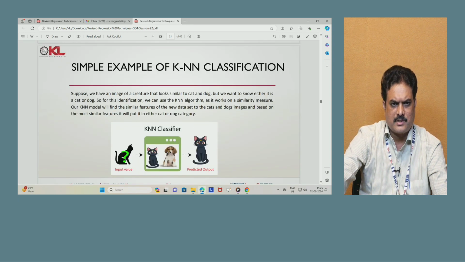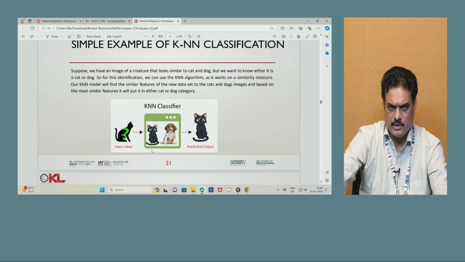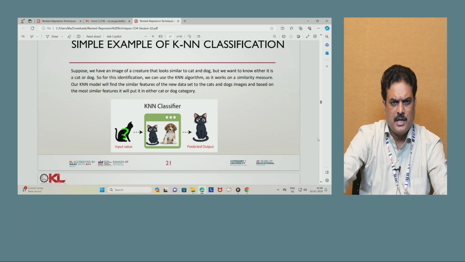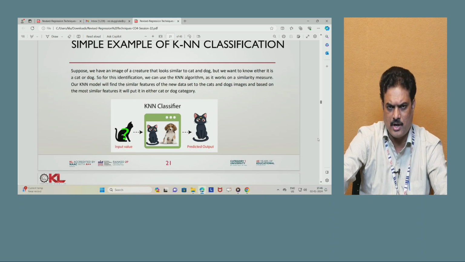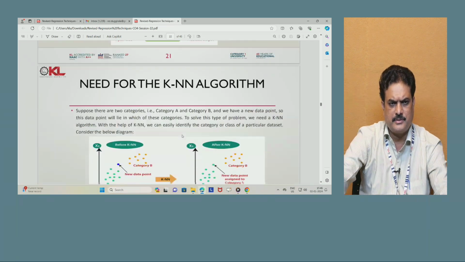A simple example of KNN classification. Suppose we have an image of a creature that looks similar to a cat and a dog, but we want to know whether it is a cat or a dog. For this identification, we can use the KNN algorithm as it works on a similarity measure. Our KNN model will find the similar features of the new data set to the cat and dog images, and based on the most similar features, it will put it in either the cat or dog category. Here we can see the input value cat and the predicted output also cat from the KNN classifier. We give the two images, cat and dog, and then we can classify the images.